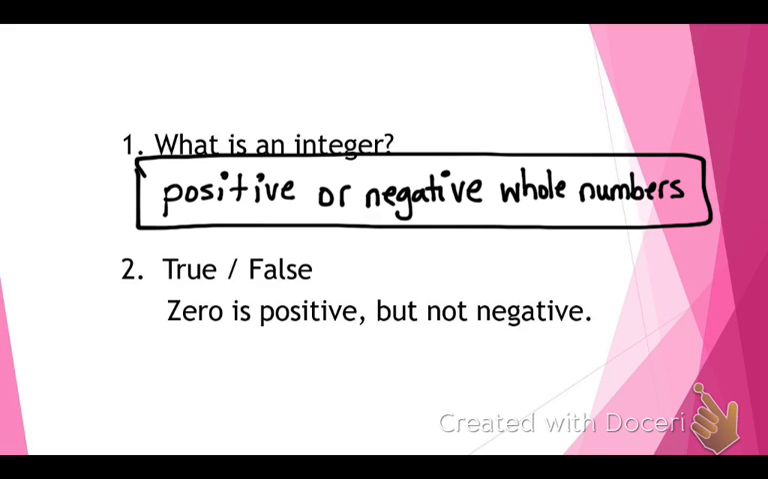Next question, true or false? 0 is positive, but it is not negative. Raise your hand if you think it's true. Raise your hand if you think it's false. All right, it is definitely false. 0 is neither positive nor negative.